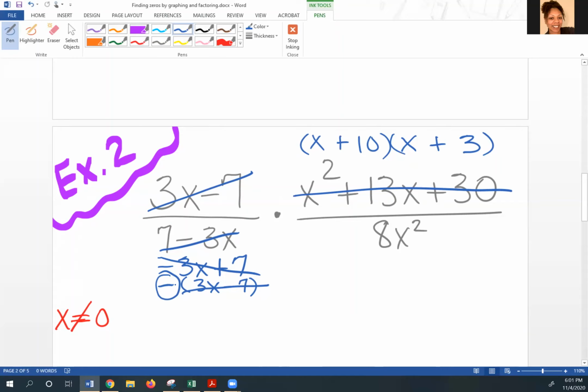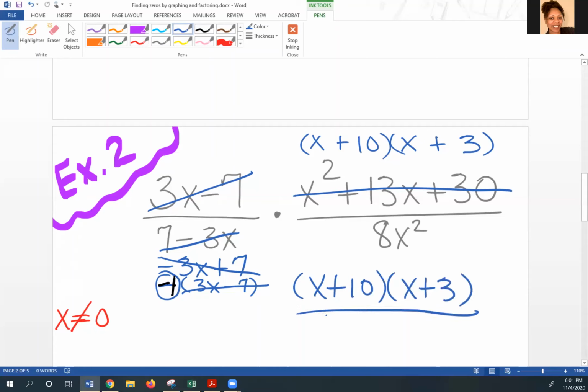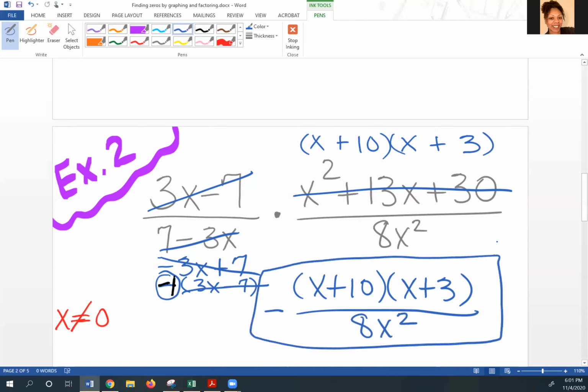And again, I have to take into consideration there's a negative 1 right here. So if you need to rewrite this in a different color, highlight it, whatever you need to do so that you don't forget it, do that. Okay, and then I'm going to take that negative 1 and multiply it times what's left at the bottom. So my final answer is going to be x plus 10 times x plus 3 all over. Now I can either put the negative here, but I prefer to put it out front. So negative 8x squared. That's going to be my answer in simplified form.